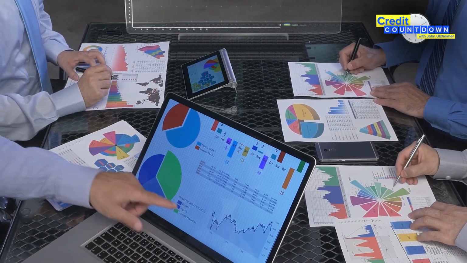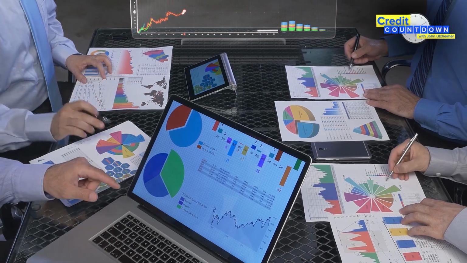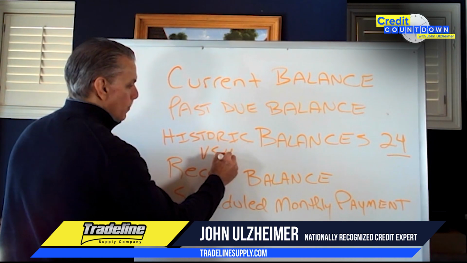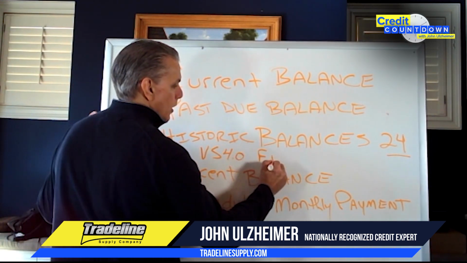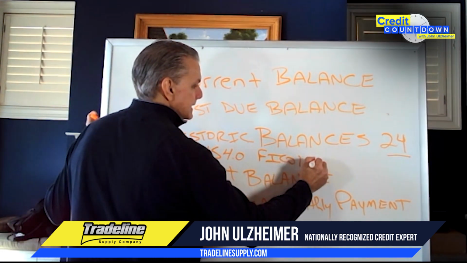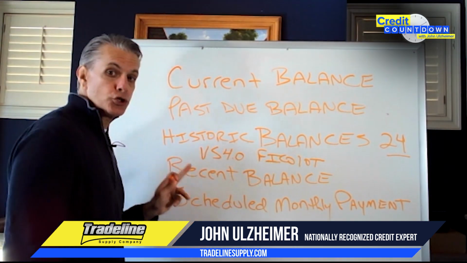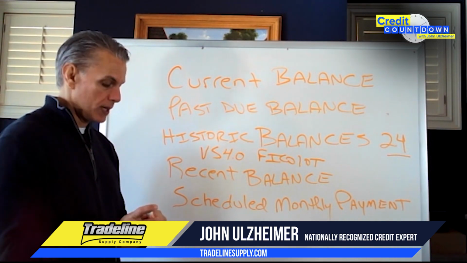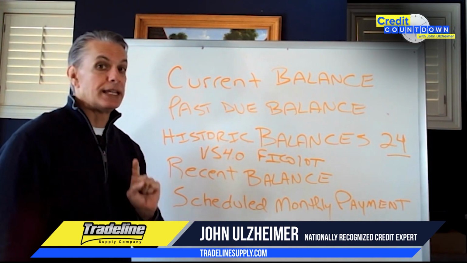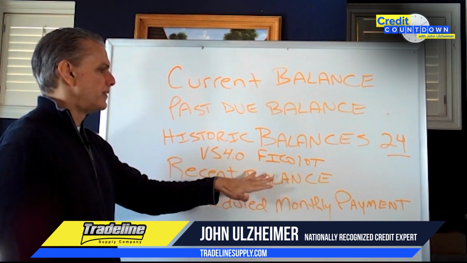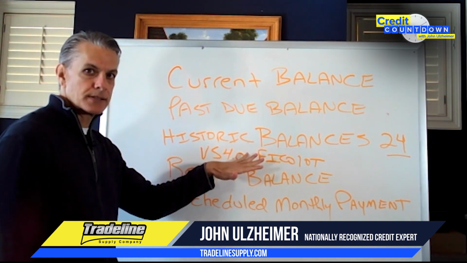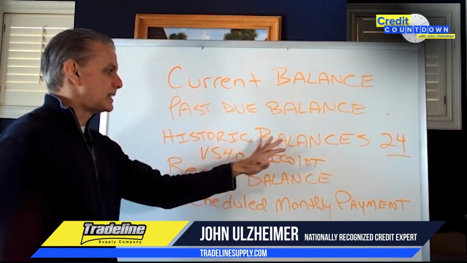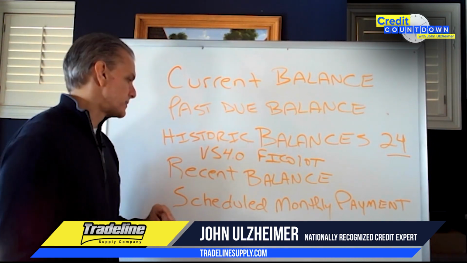This information is not relevant in credit scoring systems that predate VantageScore 4.0 or FICO 10T. But in those two models, FICO 10T and VantageScore 4.0, this historical information is considered, all right? But in the scoring systems that predate these, FICO 9, FICO 8, VantageScore 1, 2, and 3, this trended data is not considered in the scoring process.